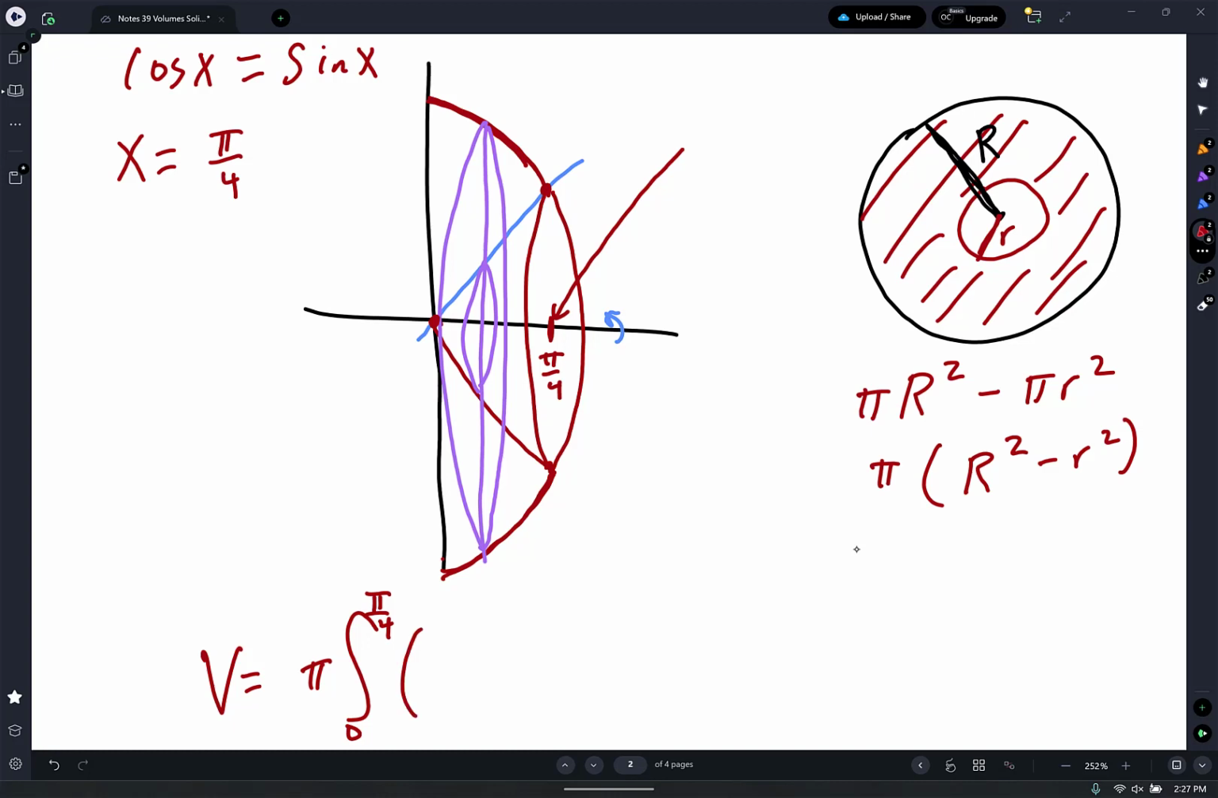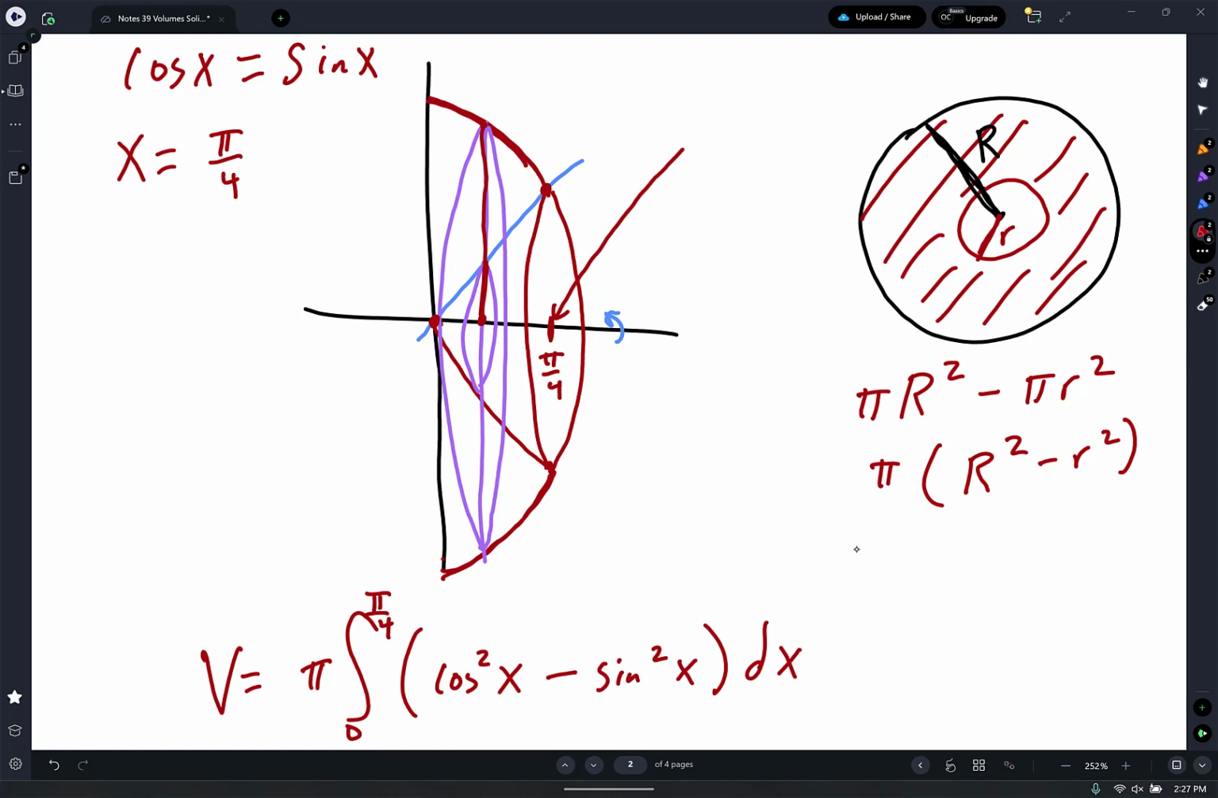pi over 4, parenthesis, and I'm going to write, let's see, what curve is on top? This curve. I need big R, the distance from the x-axis all the way to that curve. That curve is cosine. So I'm going to write cosine squared x. Does everyone know why I'm writing cosine squared x? Because it's big R squared. Minus, and then the little r is the distance from the x-axis to the sky blue, the sine curve. Sine squared x. Close it, dx.